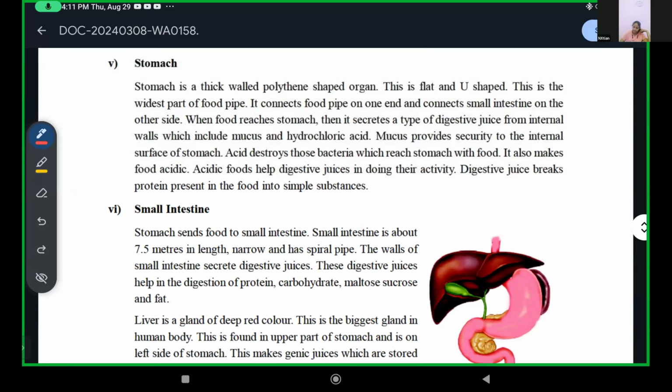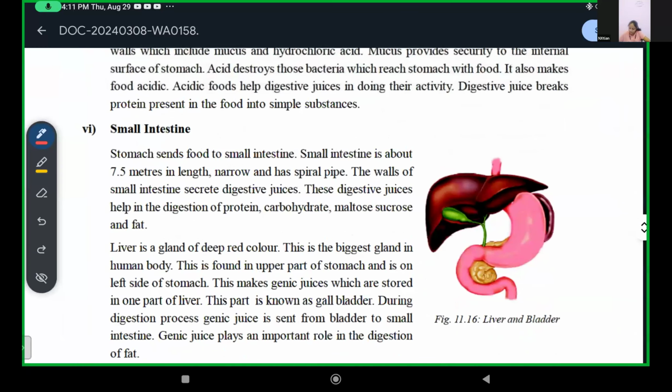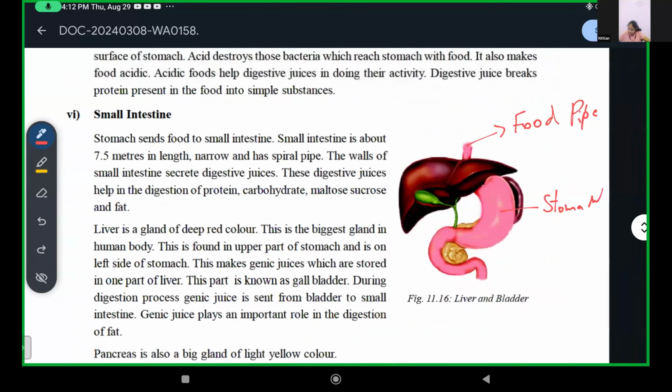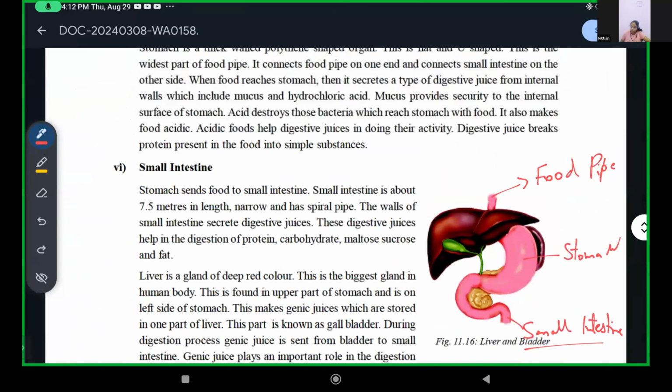So this is the widest part of the food pipe. It connects the food pipe on one end and connects the small intestine on the other end. Okay. Here, this is the stomach. And here it connects the food pipe on one end. And the small intestine connects here, on the other end. Okay.